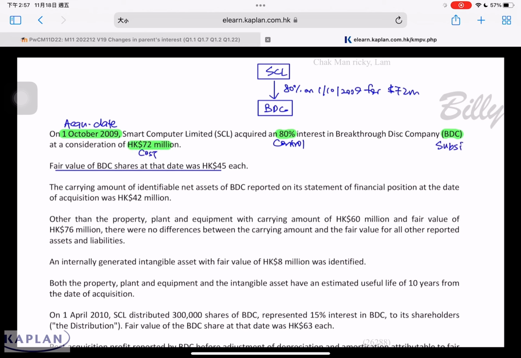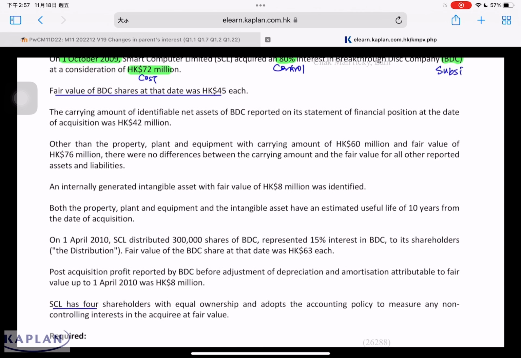These are a few pieces of information we always need when we calculate goodwill. In this case, NCI is equal to 20%. This 20% I believe should be a fair value. SCL has 4 shareholders with equal ownership. Adopt accounting policy to measure any NCI at its fair value. NCI 20% is a fair value. The subsidiary share is $45. And the question mentioned that on 1st April 2010, SCL distributed 300 shares of BDC representing 15% of BDC.